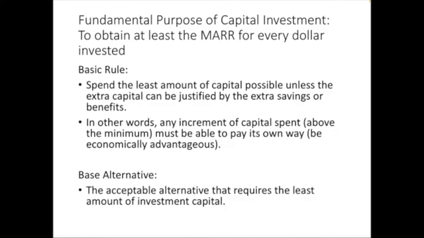One basic rule: spend the least amount of capital unless the extra capital can be justified by the extra savings or benefits. So if all options can reach the same goals, you basically want to spend the least amount possible. That's very natural to understand, right? We always want to spend less. We always want to bargain or negotiate for a cheaper price, because the more money we save, we can reinvest it in another option, right? So that's easy to understand.